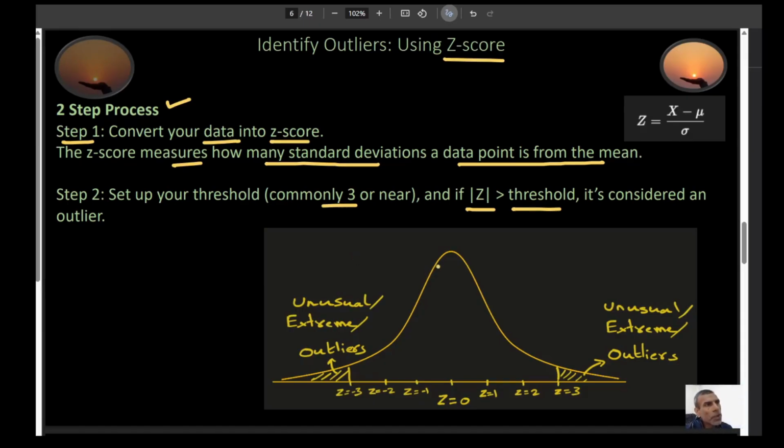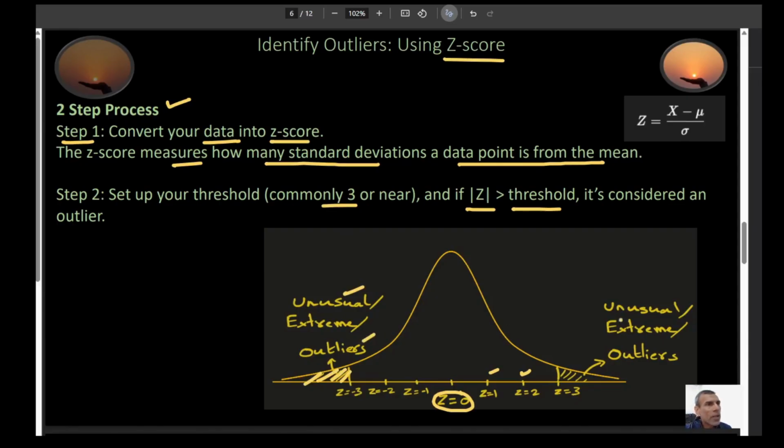So when you convert your data into z-score, this is how your normal distribution curve will look. Your mean will become z equal to 0, z equal to 1 will be one standard deviation, and z equal to 2 will be two standard deviations. So you will have z equal to 1, 2, 3, and likewise z equal to -1, -2, -3 over here. Let's say you pick a threshold of 3.